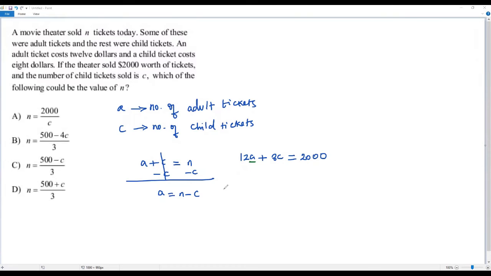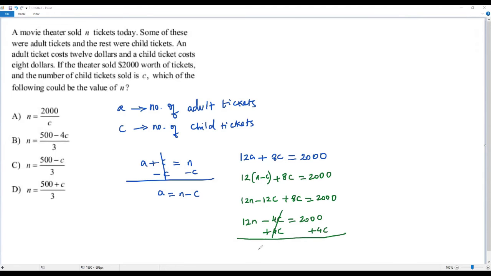Now let's replace A by N - C. Then I get 12 times (N - C) + 8C = 2000. Here we can distribute the 12 to N and negative C. Then I get 12N - 12C + 8C = 2000. Combining -12C and +8C, I get 12N - 4C = 2000. Let me add 4C to both sides of this equation. The -4C and +4C cancel out. I get 12N = 2000 + 4C.